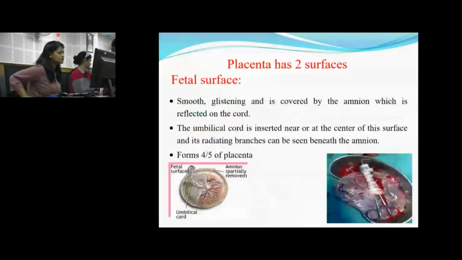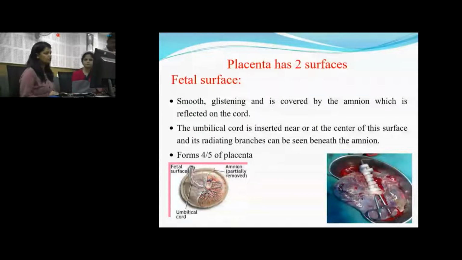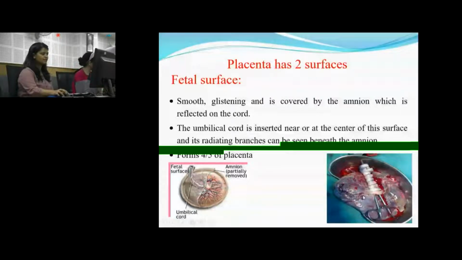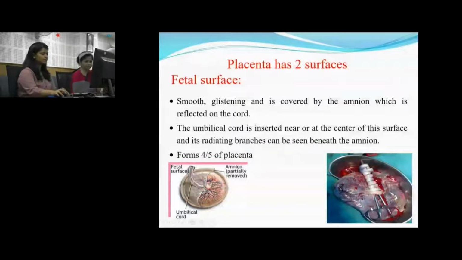Now, the placenta has two surfaces. The fetal surface is smooth, glistening, and is covered by the amnion, which is reflected onto the cord. You can see here, this is the fetal surface. This smooth, glistening membrane is covering it. This forms 4/5 of the placenta.